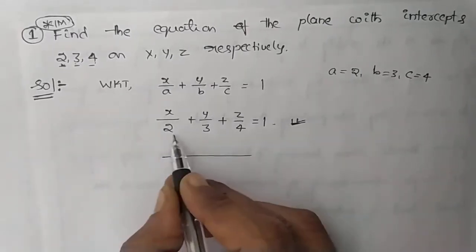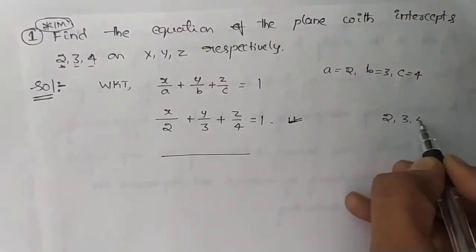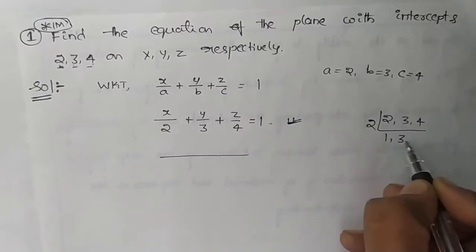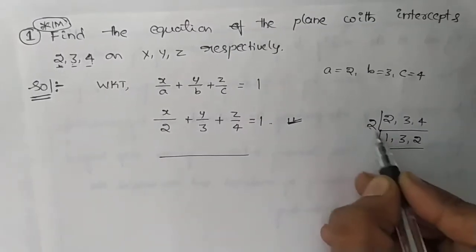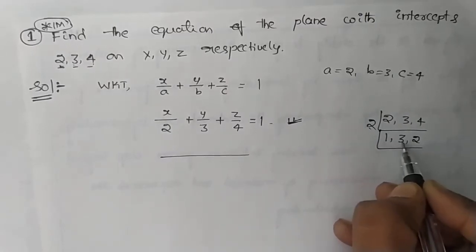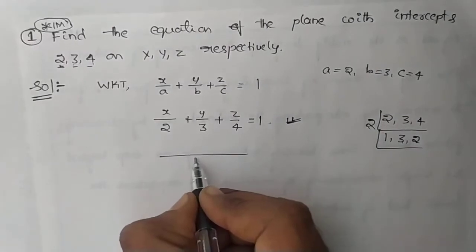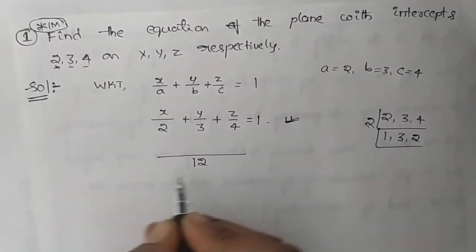What is the LCM of 2, 3, 4? Two ones are 2, keep 3 as it is, two twos are 4. Then finally 2 into 1 is 2, 2 into 3 is 6, 6 into 2 is 12. LCM of 2, 3, 4 is 12.